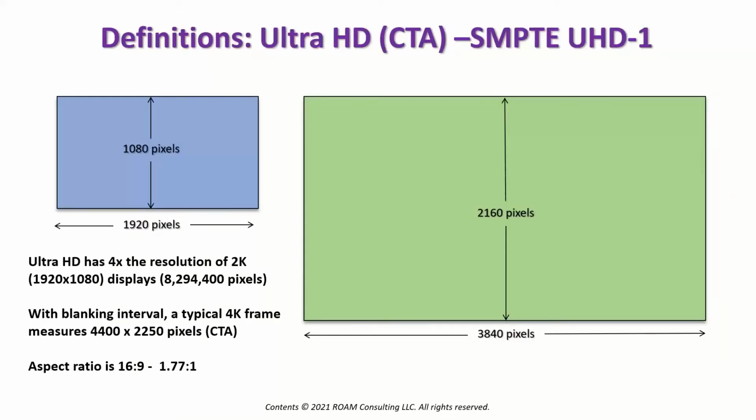Some definitions are useful. The Consumer Technology Association defines Ultra HD as a display with a resolution of 3,840 horizontal pixels and 2,160 vertical pixels. It has 4 times the resolution of a full HD display. And there's an additional blanking interval. It's not really blanking, but there's an additional amount of pixels that travel along with it for synchronization and other functions. So it's 4400 by 2250 is the actual full blanking interval.